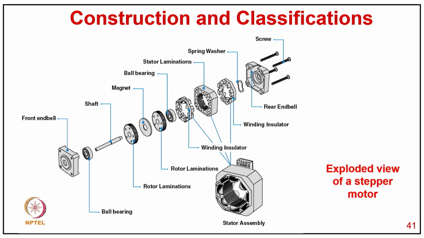Now you can see an exploded view of a stepper motor with its different parts, starting from the front end bell, then ball bearing, then rotor shaft, rotor laminations, then magnet, then rotor laminations, typically the winding insulation, then your ball bearing, then stator laminations, winding insulation, then spring washer, and rear end bell with the screw. So these are the different components of this stepper motor. You can see more than 10 components of this small stepper motor, and then the stator assembly. You just have all these parts in it.